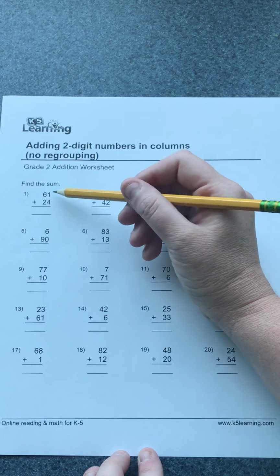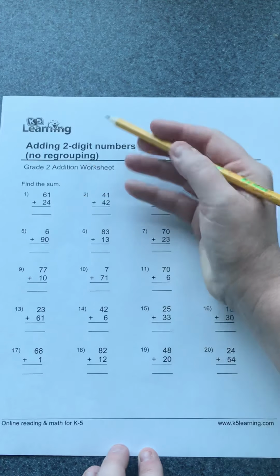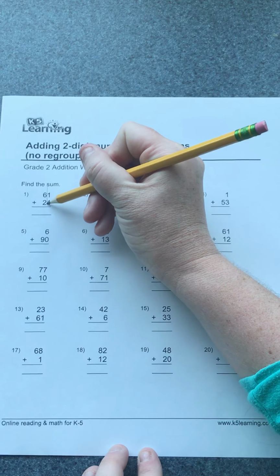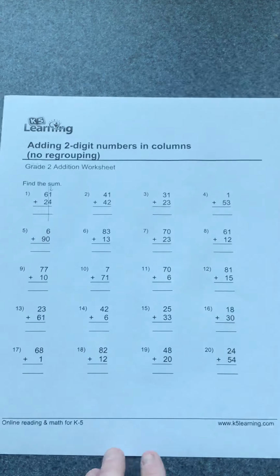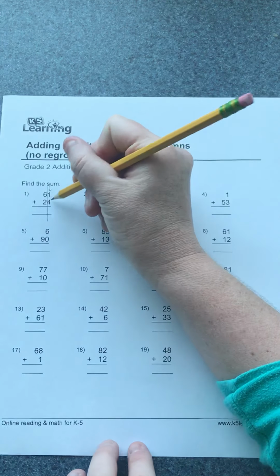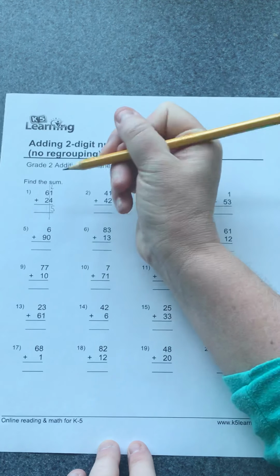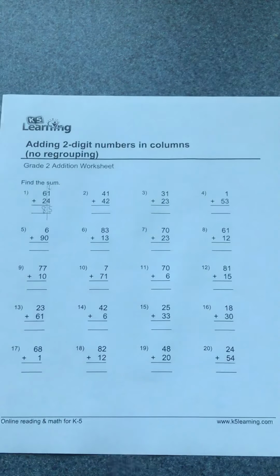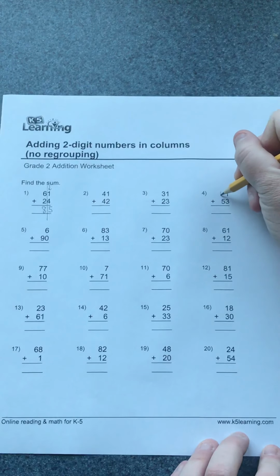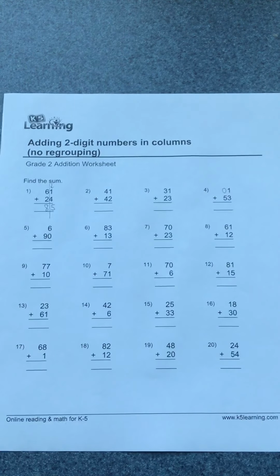So let's do 1 together. 61 plus 24. Remember, if you want to draw a line down the middle to separate your 10s and your 1s, that's fine with me. Always start with our 1s. Now we know why, because sometimes we have to carry the 1. Not on this sheet, but on some of our other ones. All right, 1 plus 4, that's 5. And then 6 plus 2, that's 8. So 61 plus 24 makes 85. And remember, if you find one that has just a single-digit number, you can always put a 0 in if that helps you. That's optional.